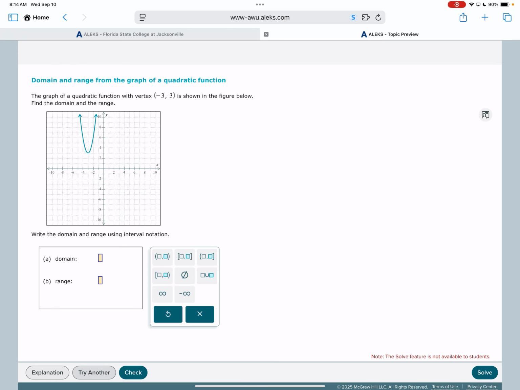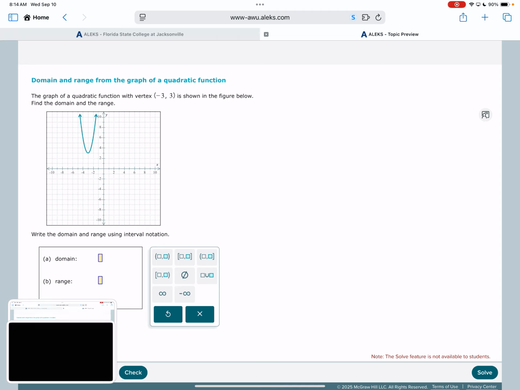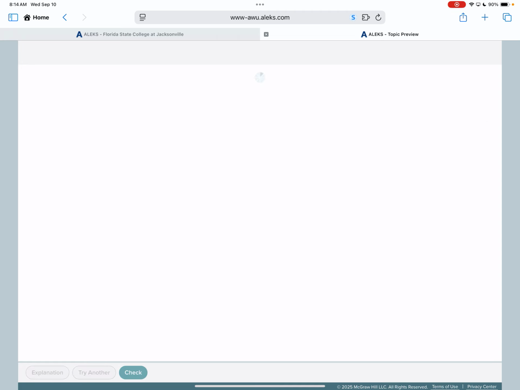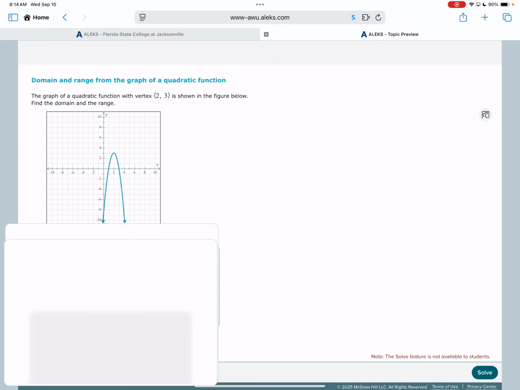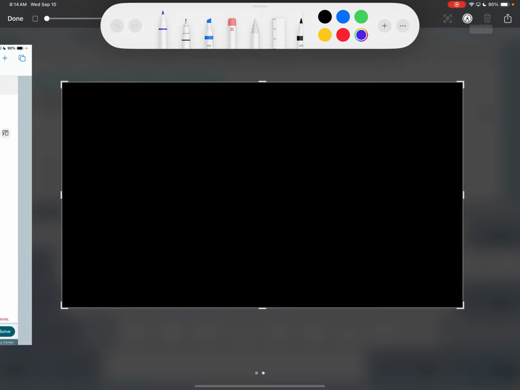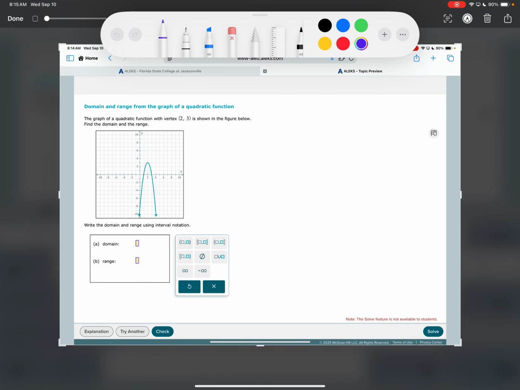I'm going to do another one of those. I really like to do a negative though. Let's see if it gives me a negative. There's one. All right, so here's an example of one opening down.